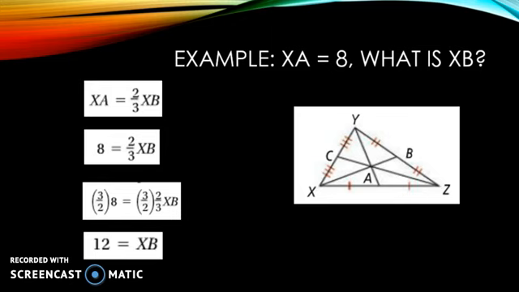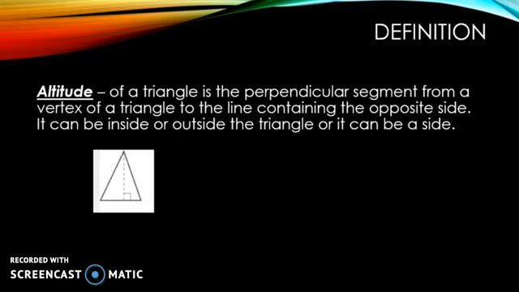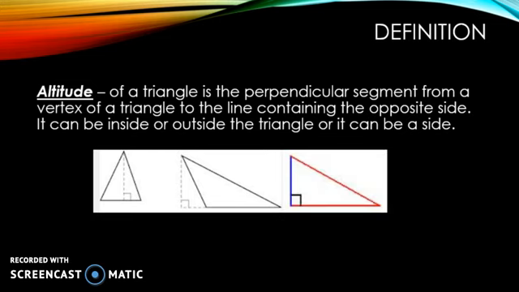It's the same thing. Our final definition is an altitude. An altitude is the segment from the vertex that is perpendicular to the opposite side. It's also called the height of a triangle. So this is the altitude in an acute triangle. This is the altitude of an obtuse triangle. And the side length of a right triangle is the altitude. So sometimes it's inside, outside, or on the triangle.